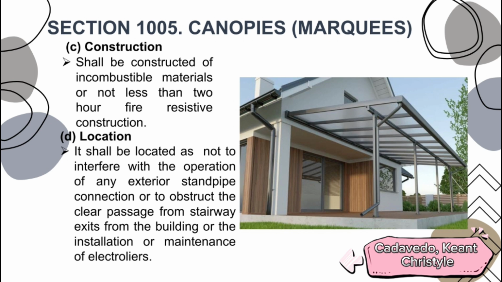Location. It shall be located as not to interfere with the operation of any exterior standpipe connection or to obstruct the clear passage from stairway exits from the building or the installation or maintenance of electroliers. So, sa location, kailangan i-consider na ang pagkakabit ng isang canopy ay hindi siya makakaabala sa operation ng isang any exterior standpipe connection or di naman kaya hindi dapat ito makaabala or makaharang sa isang passage ng stairway exit sa isang building.